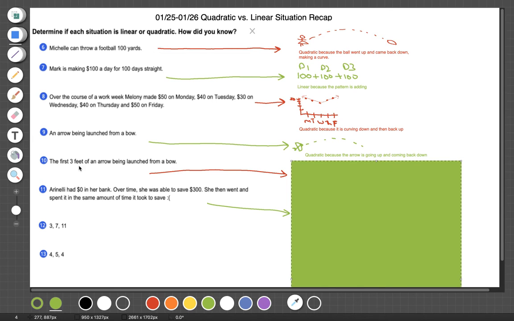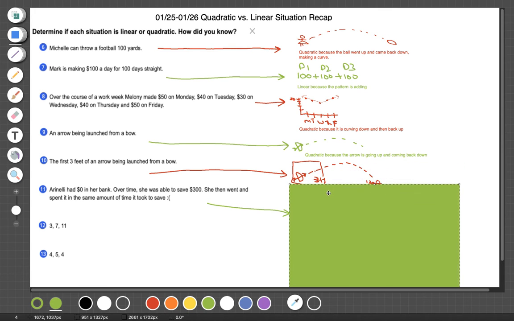Now this one's a little tricky. The first 3 feet of an arrow being launched from a bow. So we have the same situation, but we're just looking at the first 3 feet. So we have the arrow. It's probably 100 feet or so before it actually hits the ground. So we're just about that first 3 feet. Well, for the first 3 feet of shooting a bow and arrow, it is going to be linear. It's going to go straight for at least those first 3 feet before it starts curving down. So I would call that linear because it travels straight first, and then eventually it starts curving down.